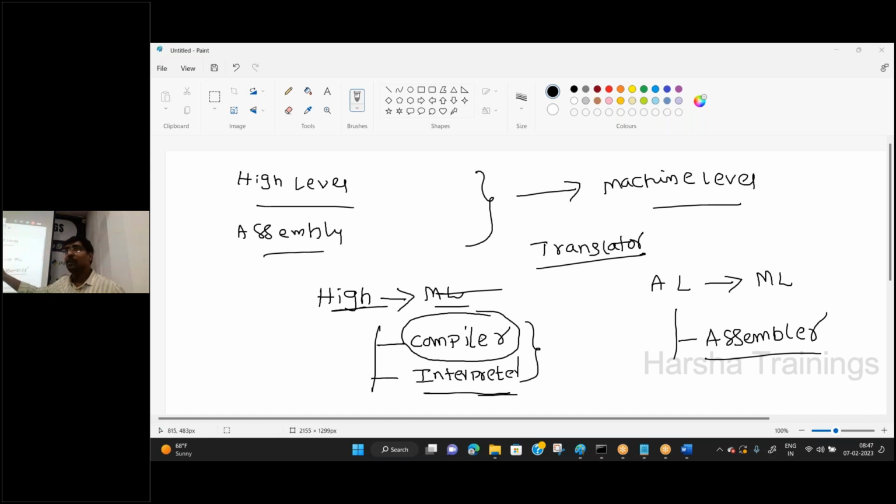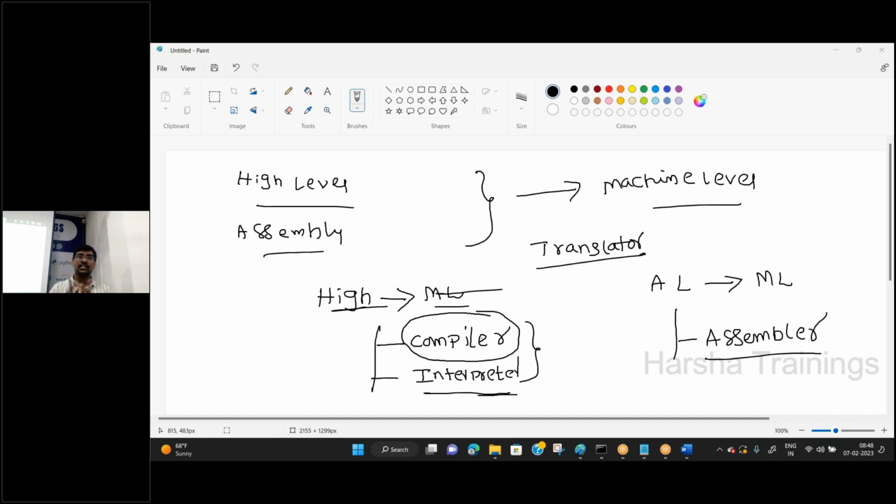But if you are writing the program either in high level or assembly level, what is required? I speak for 10 minutes, then again the translation time, and again you listen for 10 more minutes. That means we need additional time for conversion. Yes or no? Understand the question carefully. Which computer language is fast in terms of execution? Machine level language. Why? No need of any conversion. The computer directly understands the machine level language.